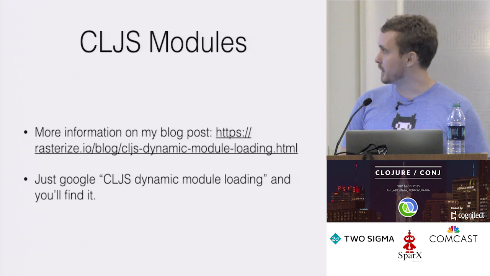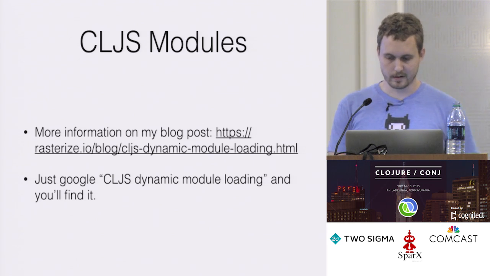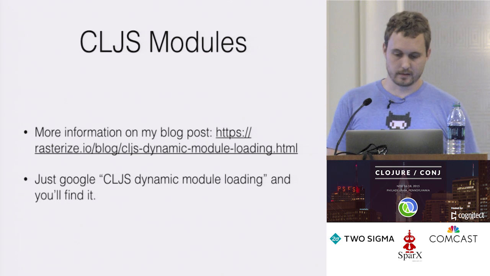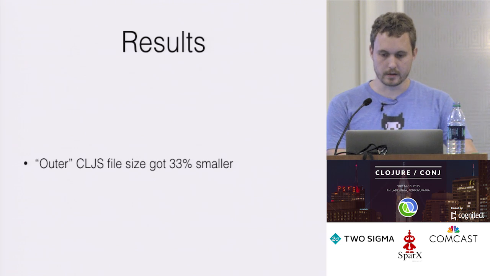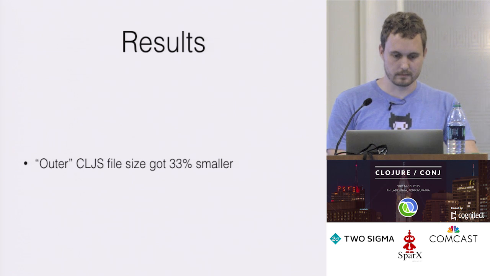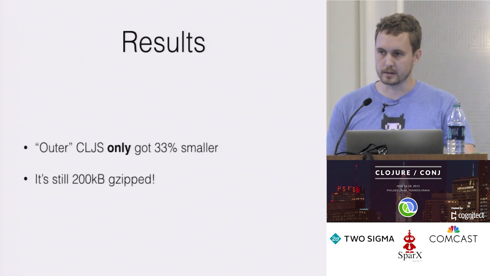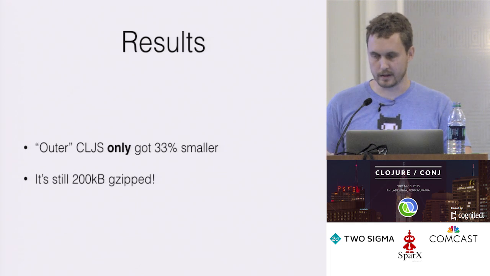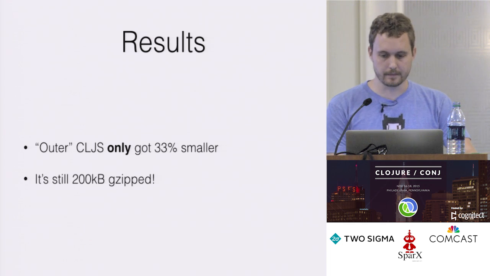There's a lot more information. I have a lot more sample code and how to do this on an old blog post of mine. So that's great. It's a big win. Outer gets 30% smaller. Okay, it's good, but it only got 30% smaller. Still 200K zipped in my case. Your results may vary.